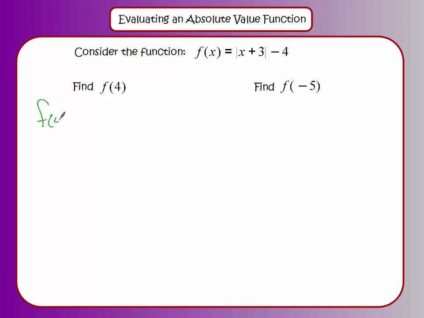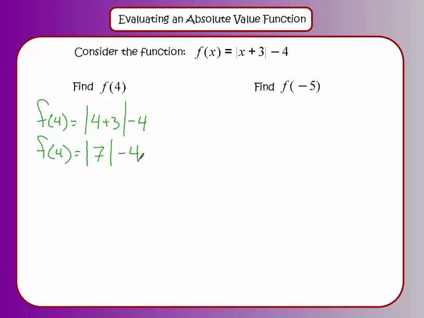So I have f of 4 equals the absolute value of 4 plus 3 minus 4. Now remember, parentheses and the absolute value bars work the exact same way. So I want to figure out everything inside those absolute value bars first. So I still have f of 4 equals, and inside here I'm going to add those together. So the absolute value of 7 minus 4.